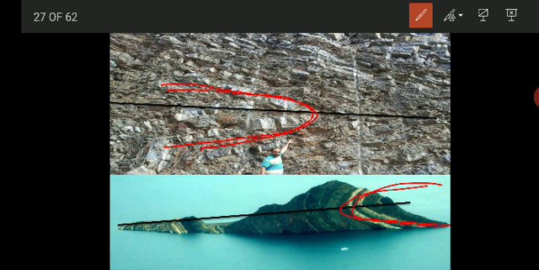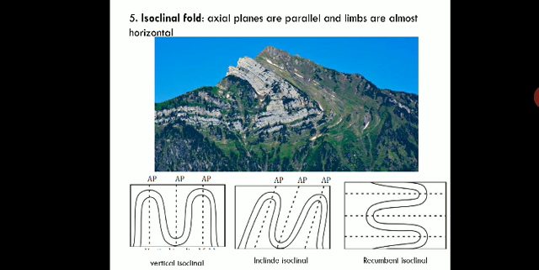Then next type is an isoclinal fold. So here the axial planes are parallel and the limbs are almost horizontal. Isoclinal: iso is same and clinal is inclination. It is a Greek word meaning equally inclined. So in these folds the limbs are dipping in the same direction at equal angle. That is important here. The angle is equal.